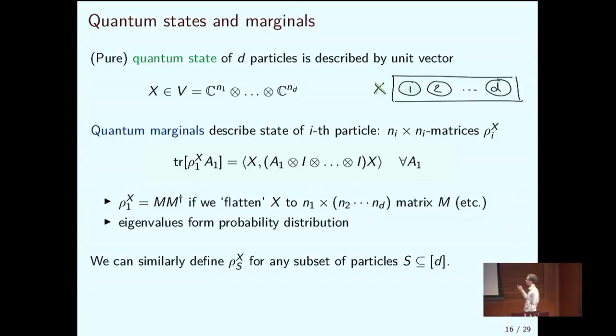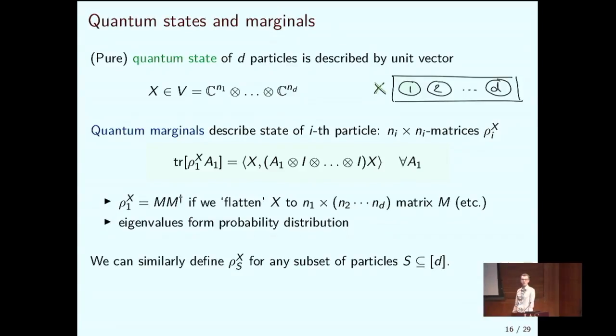So for simplicity, let's look at what we call a pure quantum state of a certain number of particles. Here we have d particles, d systems, and they're in a joint quantum state. When we as physicists say they are pure, what we mean is that they are described by a unit vector that I call capital X, in a tensor product Hilbert space, where n1 is the number of degrees of freedom of the first particle, n2 of the second particle, and so on and so forth.